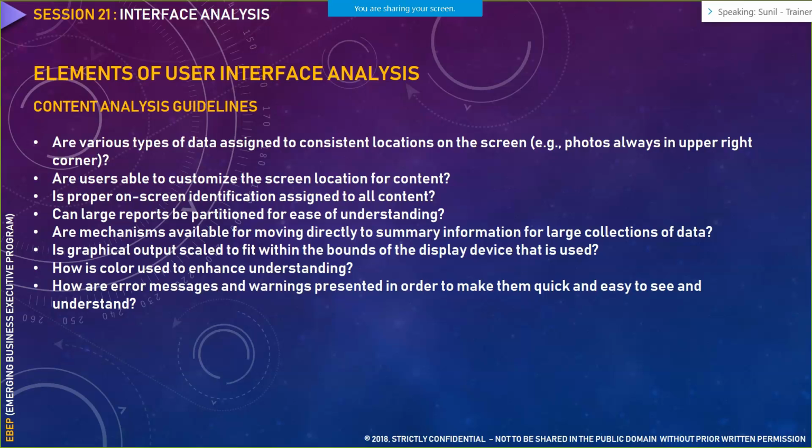So these are some of the information that we need to understand when we start representing our system to the end customer. So these are the content analysis guidelines, how we would be outlining our content in that particular system. So that is the third activity.